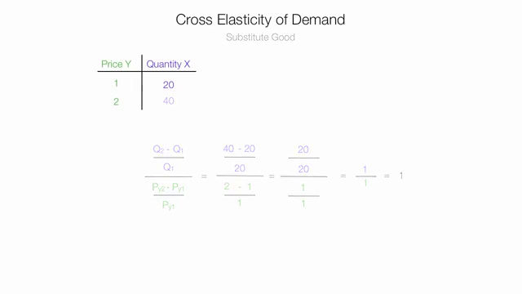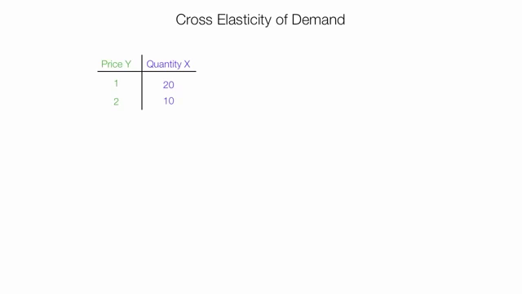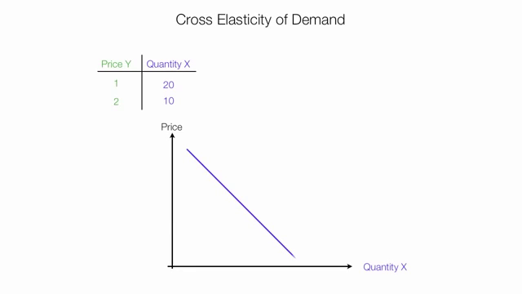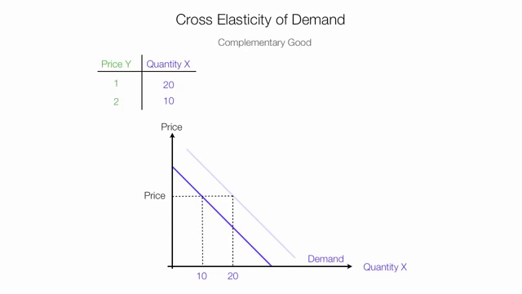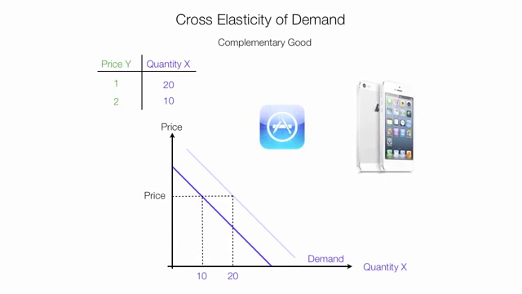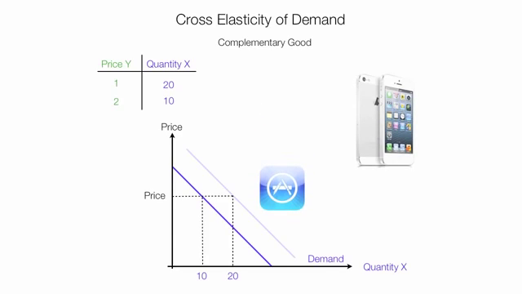This time imagine that price goes up from 1 to 2, but quantity of X demanded goes from 20 to 10. I draw in the individual demand for a quantity of good X, with a price right there, and also this time a quantity of 20 as well. But this time demand decreases and quantity demanded becomes 10. This good is called a complementary good. They complement each other. iPhones and iPhone apps are great examples of complementary goods. The price of iPhones goes up, the demand for iPhone apps will go down.